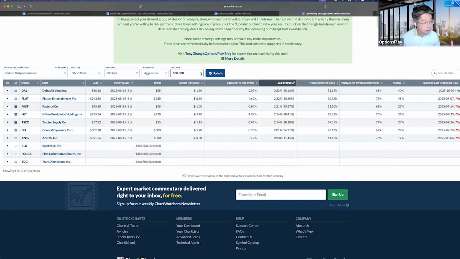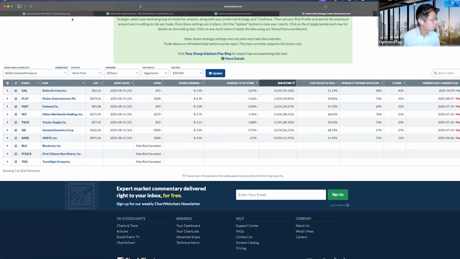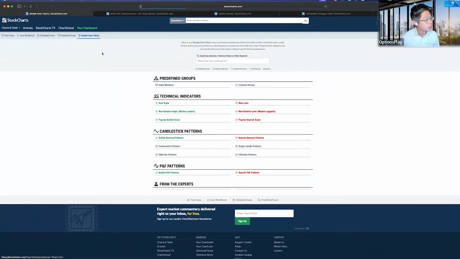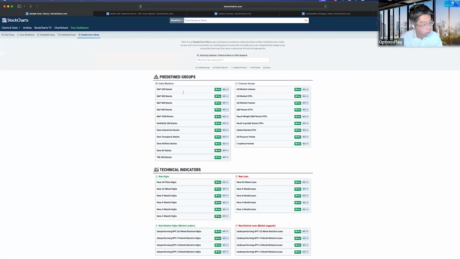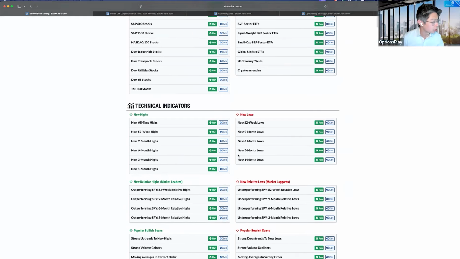At the core of it is the Strategy Center. It's an incredibly powerful tool that allows you to take any list of securities, whether you're using the pre-built scans that we built for you or your chart list. And like I said, I highly recommend for those of you that have not used the advanced scan workbench to take a look at it. Use the sample scan library. It's a great place to start in terms of giving you some inspiration of trade ideas.